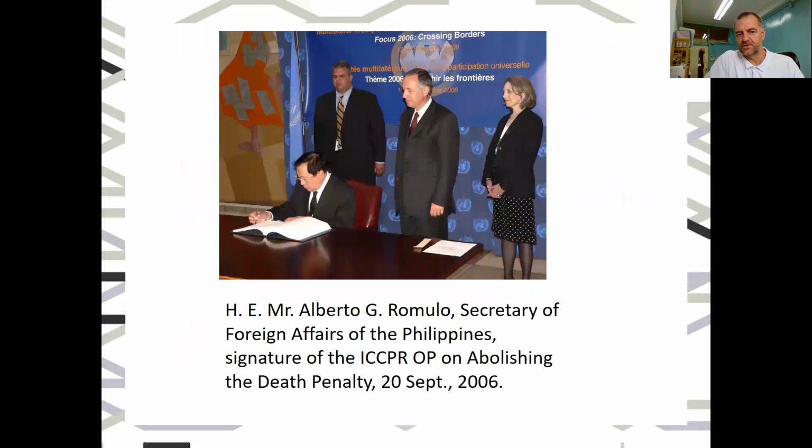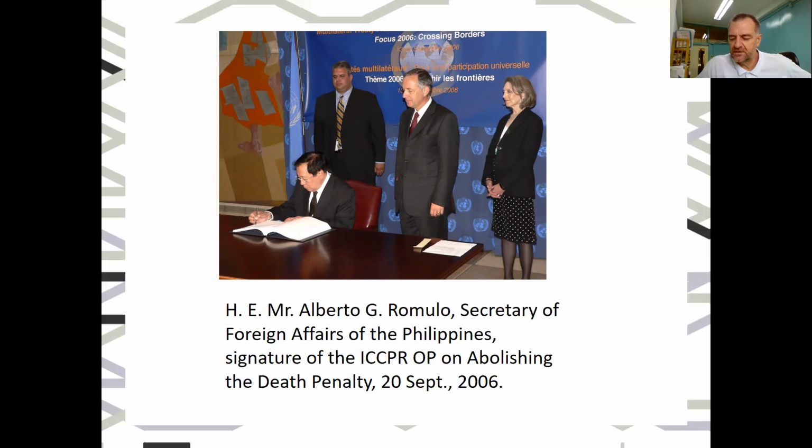Okay. So this is just some examples here of this process. If you go to the UN webpage, you'll see it's got a list of every time a treaty is signed. So here we have the signature, which was done in 2006. We have the Secretary of Foreign Affairs of the Philippines giving a signature to the optional protocol of ICCPR on abolishing the death penalty.